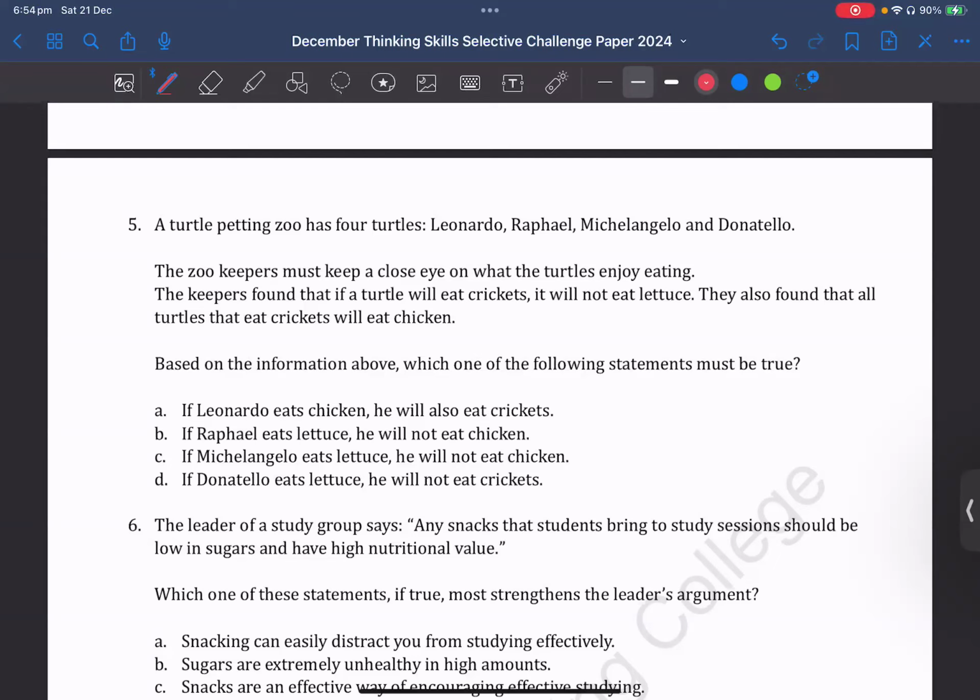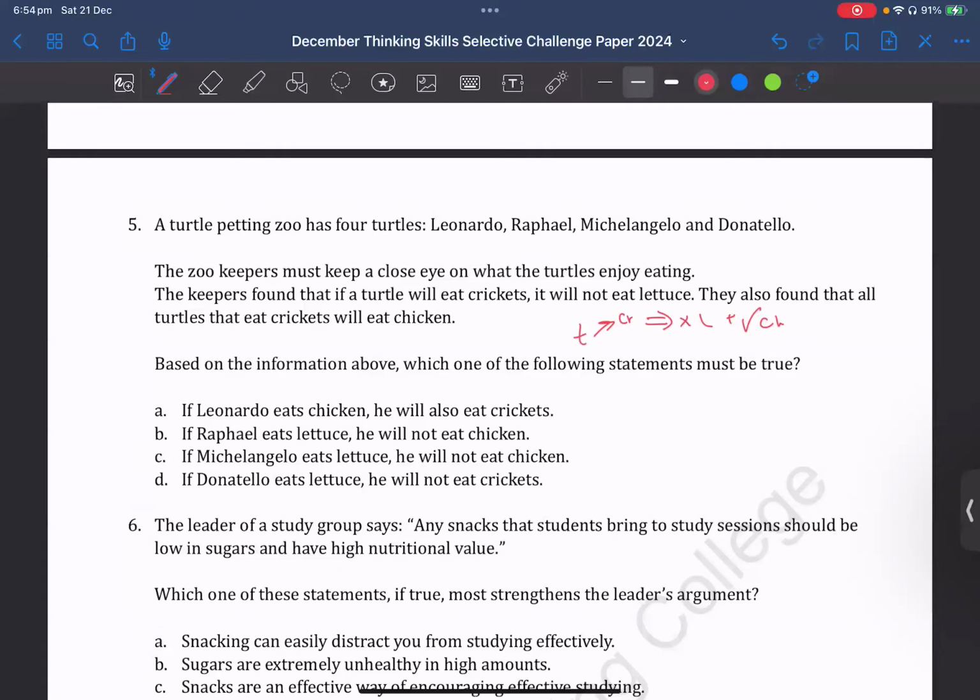So for me personally, I find that flowcharts really help me understand what the link is. And I like to call it a flowchart or a conveyor belt because it doesn't go backwards. I'll explain why in a second. So I'll just break down how I come up with this flowchart. The keepers found that if a turtle will eat crickets, it will not eat lettuce. So none of them will eat lettuce, and all of them that eat crickets will definitely eat chicken, so CH.